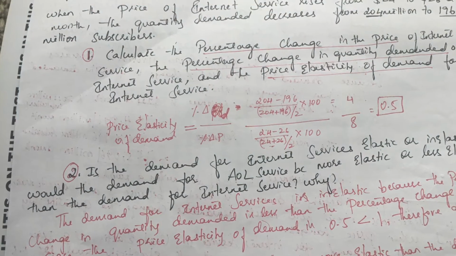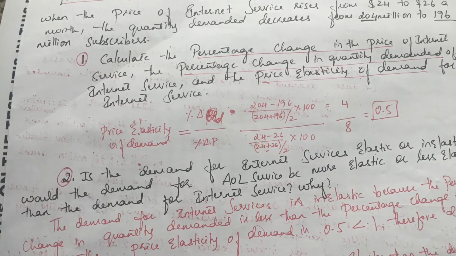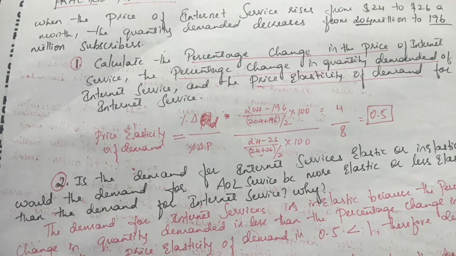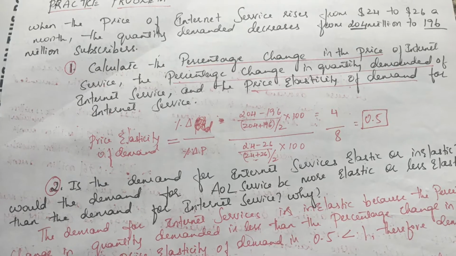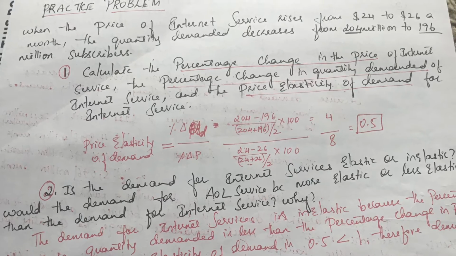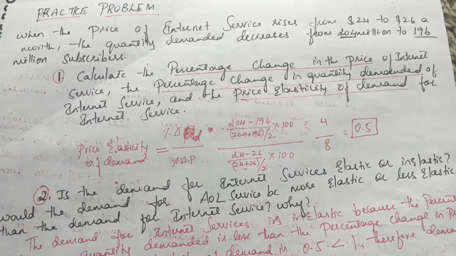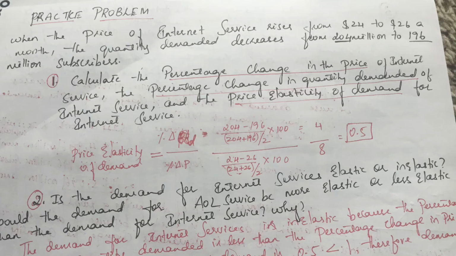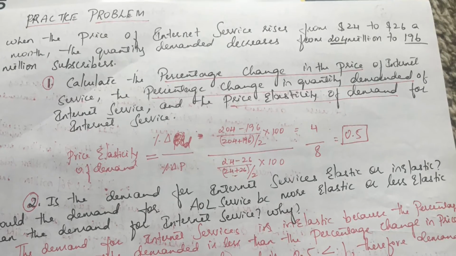When the price of internet services rises from $24 to $26 a month, the quantity demanded decreases from 204 million to 196 million subscribers. The first question is: calculate the percentage change in the price of internet service, the percentage change in quantity demanded of internet service, and the price elasticity of demand for internet service. You can see the price elasticity of demand is the percentage change in quantity demanded over the percentage change in price. I have used the midpoint formula for this and it gives a price elasticity of 0.5.